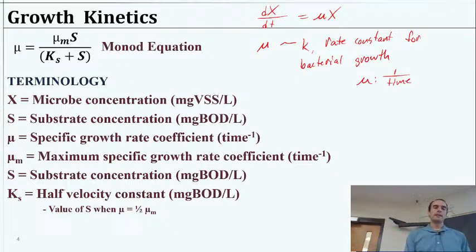Well, Ks is called the half velocity constant. It's also a measure of food, and it turns out that this is the amount of food where the bacteria are halfway happy, halfway to their maximum growth rate. So I have a graph on the next page. We'll take a look at how that ends up looking. It's something we can measure. We can say, at what point do the bacteria no longer need any more food to grow? Maybe that's 100 milligrams per liter of BOD. Who knows? Whatever that value is.